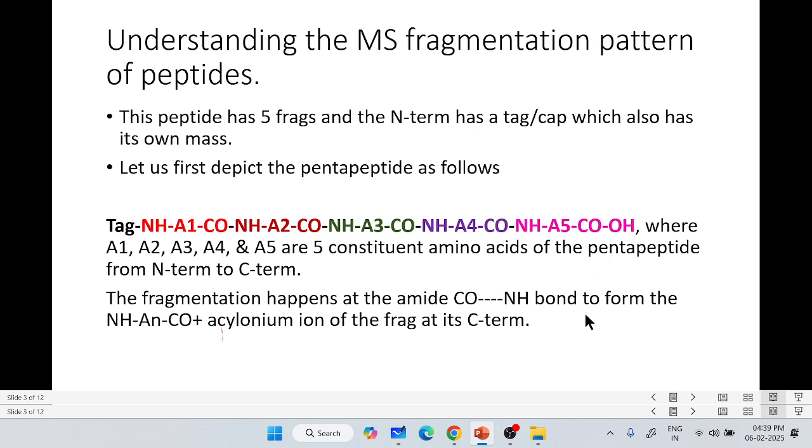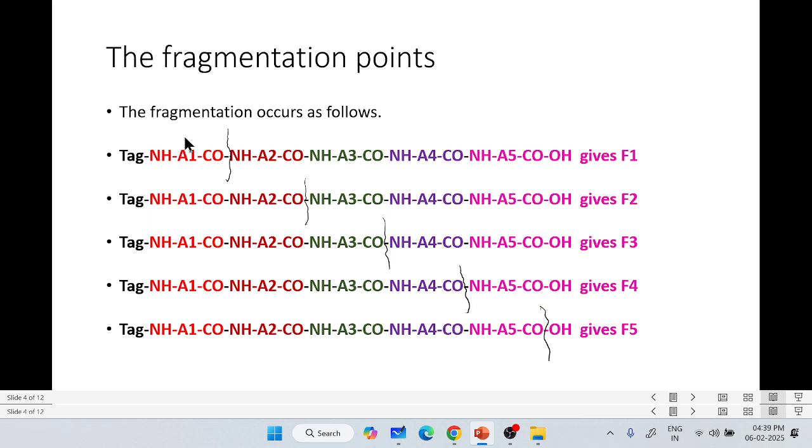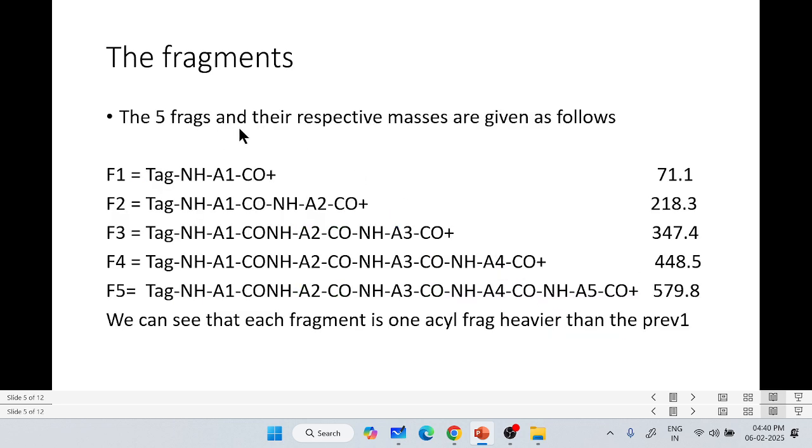And what happens is you get an acylium ion, which is pretty stable by resonance, so that is detected by the mass spectrometer. So these are the fragmentation points. You can see I have indicated them with the black vertical lines. These are the various fragments: F1, F2, F3, F4, F5. So the 5 fragments and the respective masses are given as follows from the data.